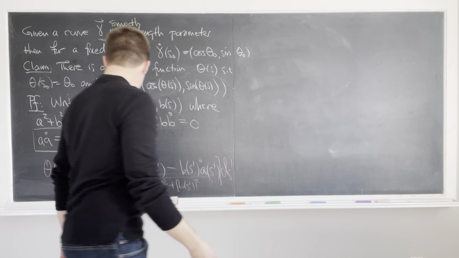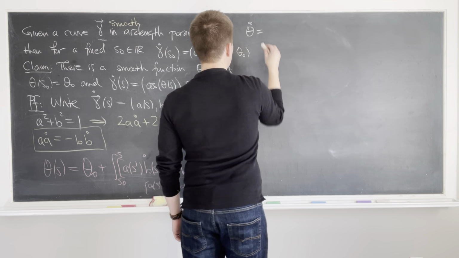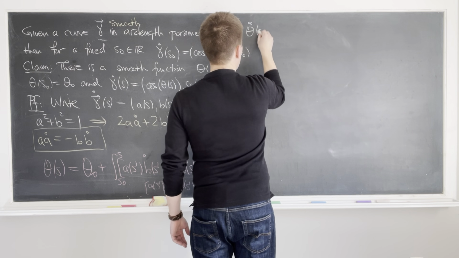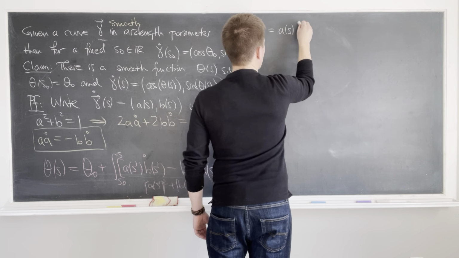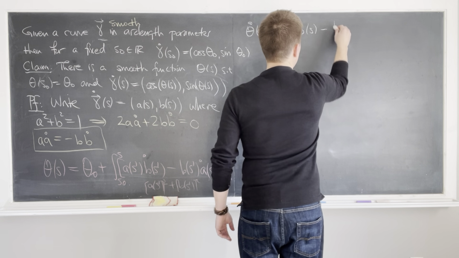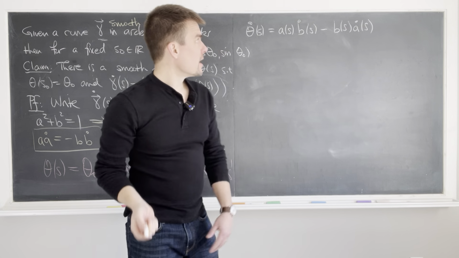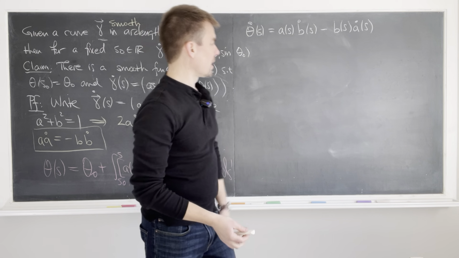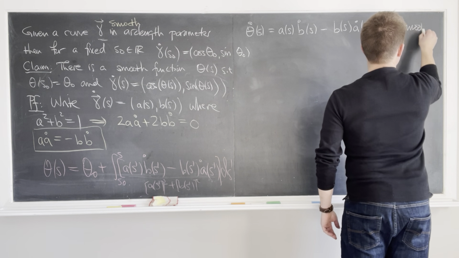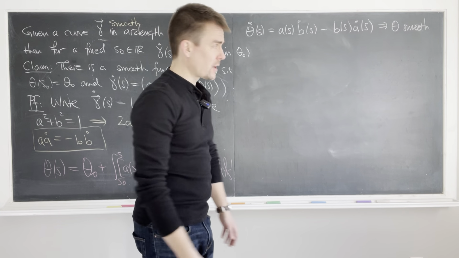So it's theta prime. So what I'd like to do now, let's compute theta dot first. So theta dot is equal to what? Theta dot is going to be, of S, of course, A of S, B dot of S, minus B of S, A dot of S. Okay? Since these functions A and B are smooth, so is theta. So theta is smooth. Okay? I'm going to suppress the of S and then do the rest of the calculation formally.